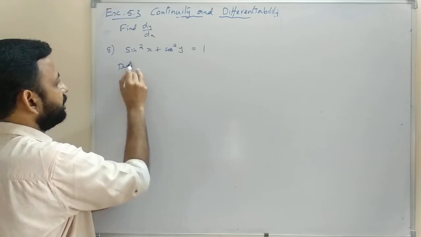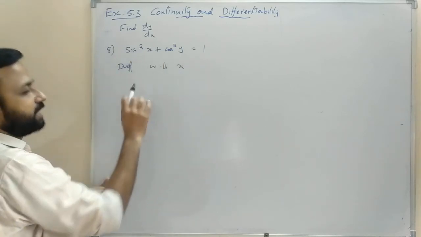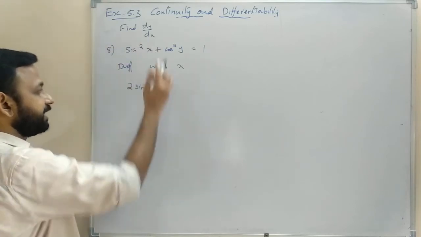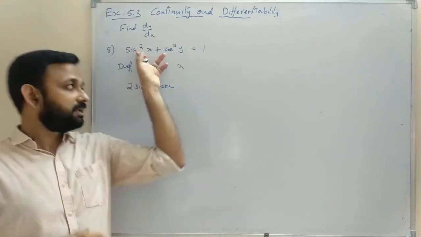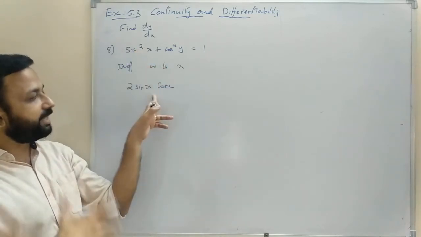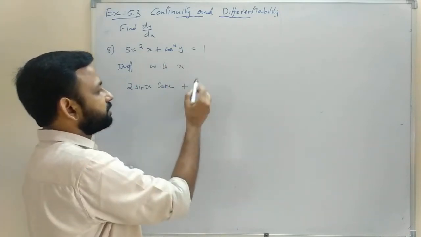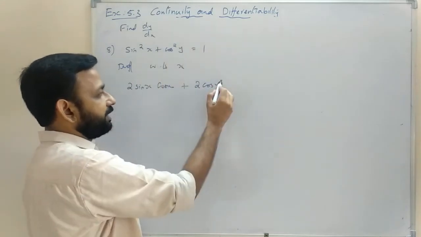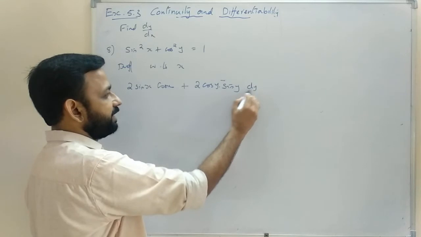Differentiate with respect to x. Derivative of sin square x, that is 2 sin x into derivative of sin x, that is cos x, plus in the same way derivative of cos square y, 2 cos y into derivative of cos y, minus sin y, into derivative of y, dy by dx.